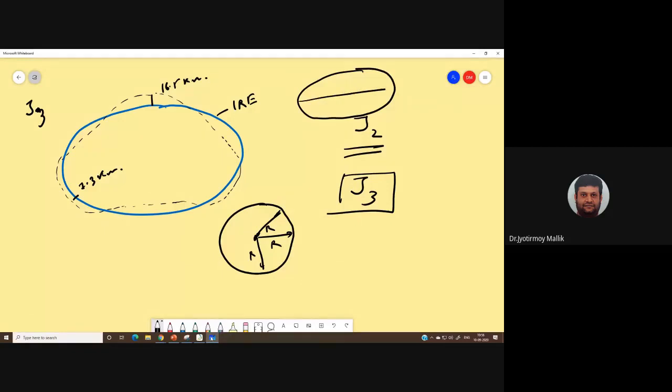So it has a major axis and it has a minor axis. The major axis and the minor axis are different from each other. Okay? So if I take a cross section of a spheroid, I will create a sphere. And if I take a cross section of an ellipsoid, I will create an ellipse.